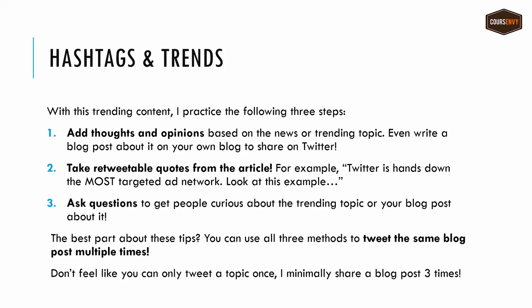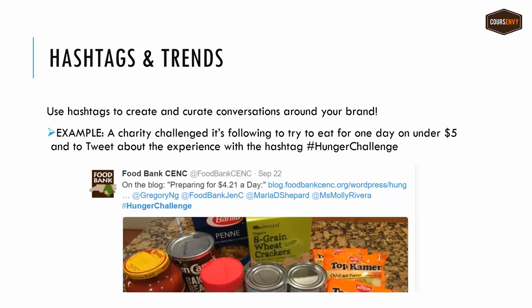So I'll share a blog post at noon on Monday. I'll share a quote from it and a link to it at 6 p.m. the next day. Then I'll ask a question relating to my blog post in the morning the next day. It's a great way to constantly keep your Twitter feed full of relevant content and engage all of your audience throughout the day. Next are hashtags.